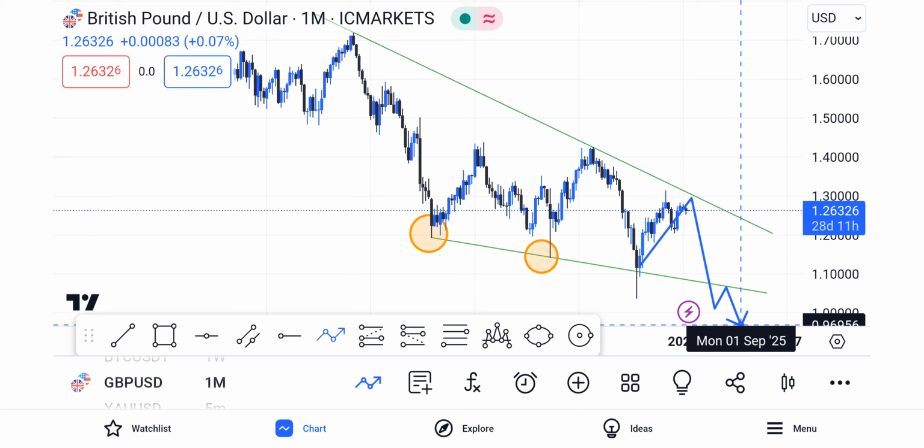One thing you have to note again is that in a downtrend, note that down, please note that down.